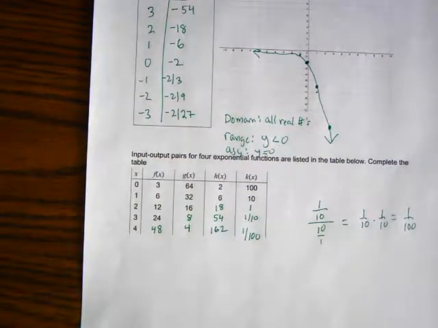All right, so there's how we can complete a table without even knowing what the equations of the functions are, just by looking at the base multiplier and recognizing what we can do. Okay, the last thing in this section.